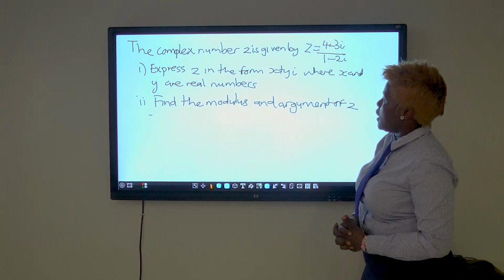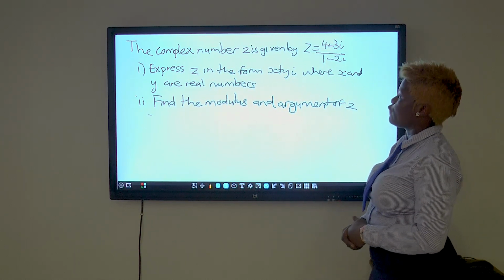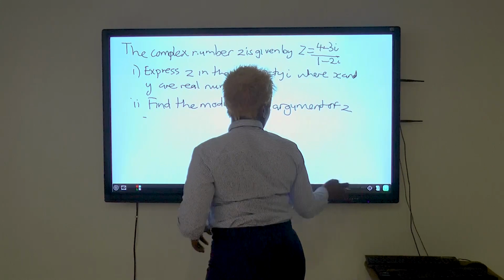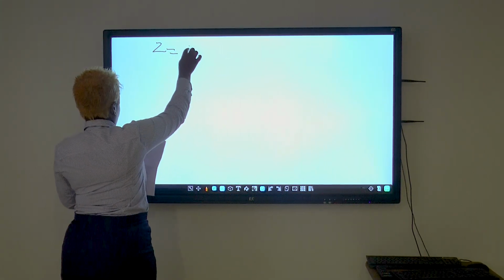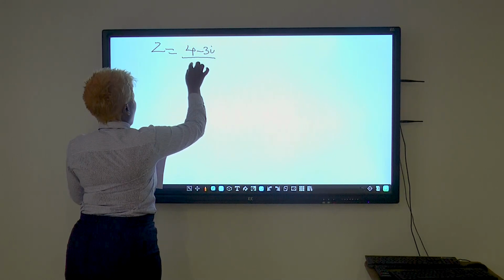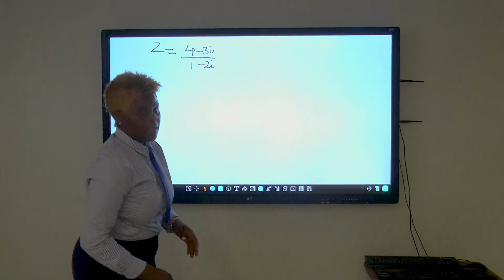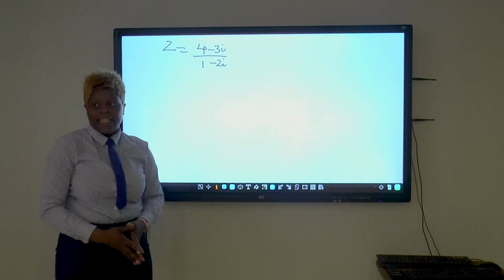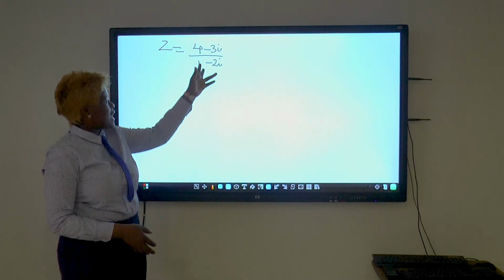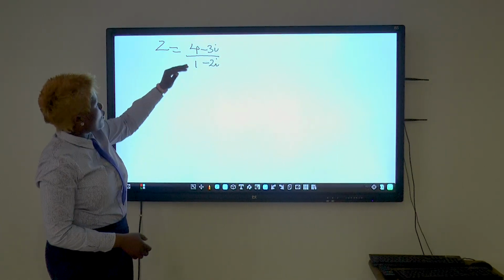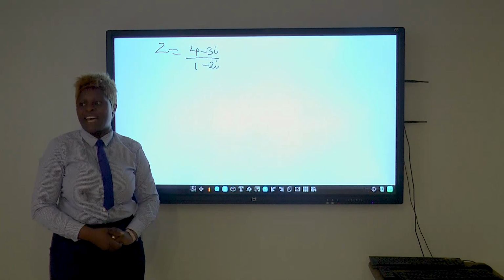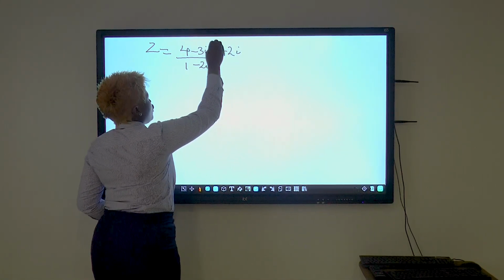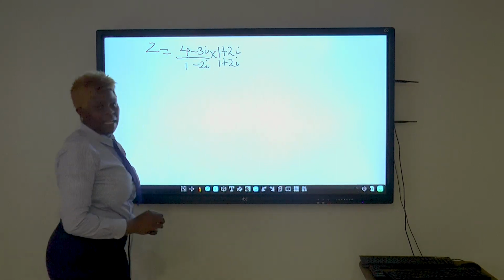Alright, for this one, we are asked to express z in the form x plus yi, where x and y are real numbers. So, here is the solution. z is equal to (4 minus 3i) over (1 minus 2i). The first step is to change our denominator. We write the conjugate of this denominator. The conjugate is found by changing the sign on the imaginary part. We multiply both the numerator and the denominator by that conjugate. So our conjugate is 1 plus 2i, and we multiply both the numerator and the denominator by 1 plus 2i.